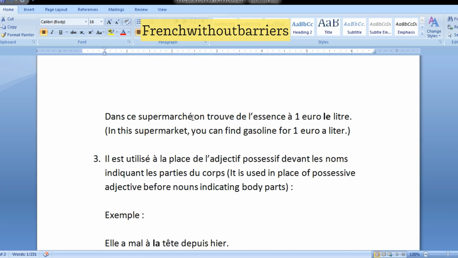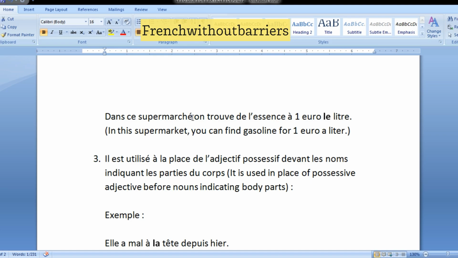Dans ce supermarché, on trouve de l'essence à 1 € le litre. In this supermarket, you can find gasoline for 1 € a liter.